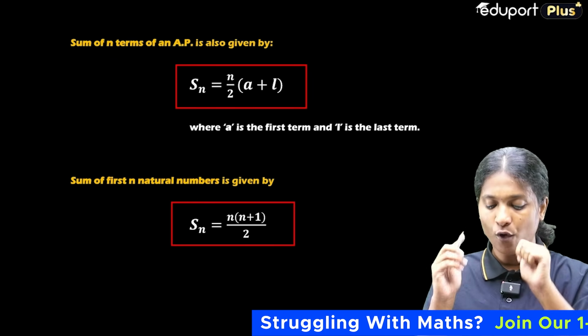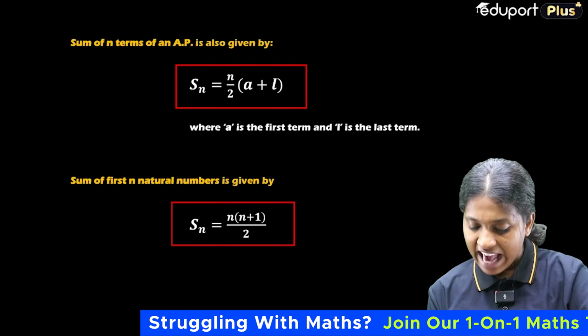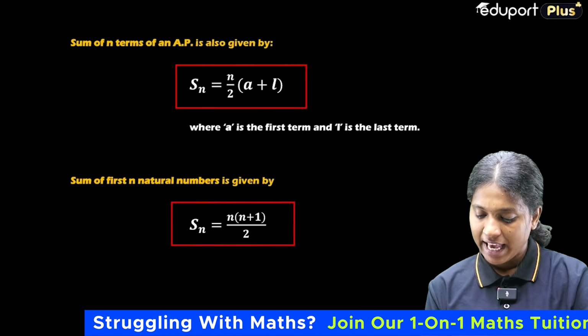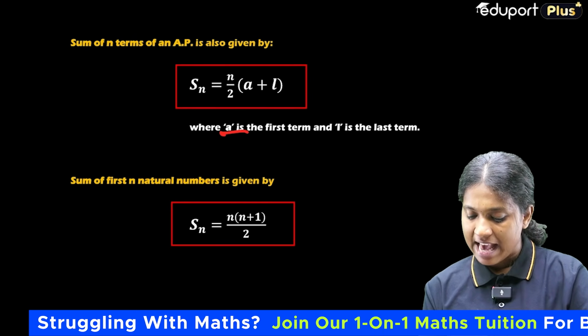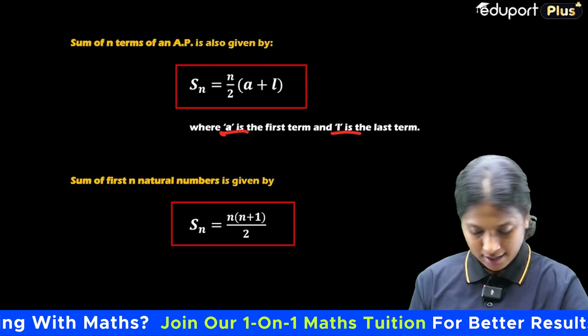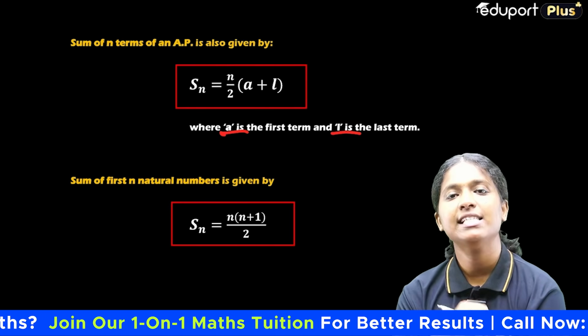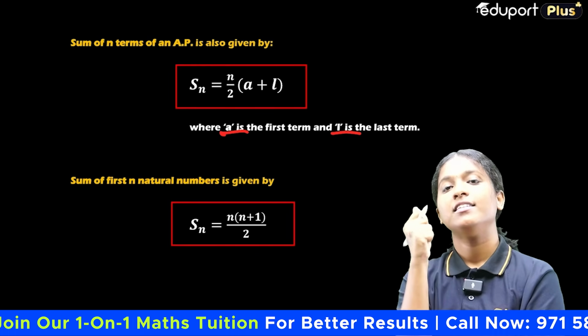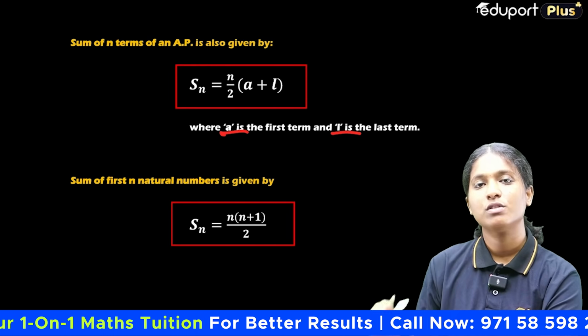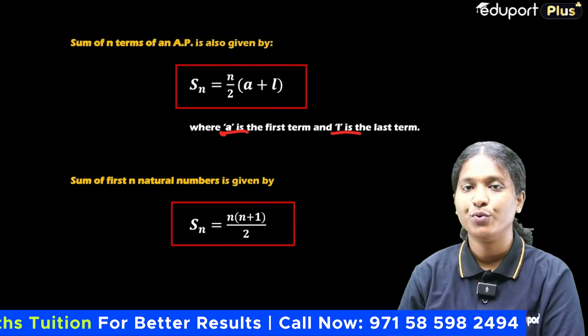You can use this formula, Sn is equal to n by 2 into a plus l, where a is the first term and l is the last term. And the sum of the first n natural numbers, you can also derive this formula by using the first formula, that is Sn equal to n by 2 into 2a plus n minus 1 into d.